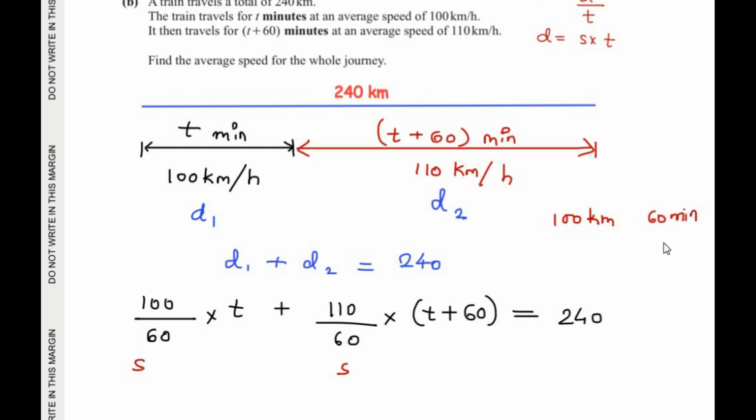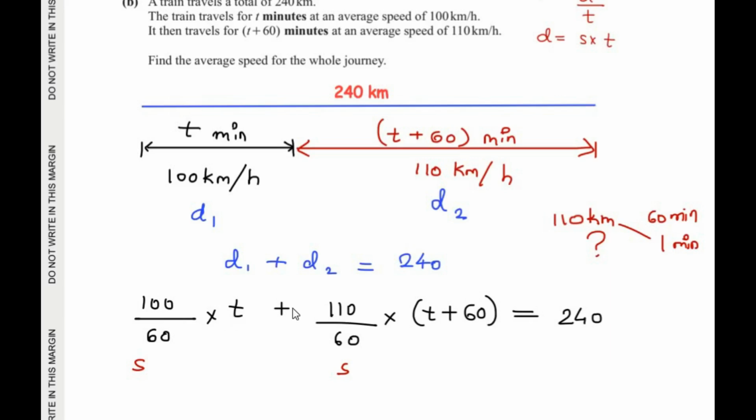Then in 1 minute, how much distance was covered? So it's basically cross multiplication. 100 multiplies with 1, giving us 100, and 60 will divide 100. So we have converted this 100 kilometers per hour to 100 over 60 kilometers per minute. Similarly, for this part of the speed, it's a similar cross multiplication, that is 110 kilometers are covered in 60 minutes. Then in 1 minute, how much distance will be covered? So 110 multiplies with 1, giving us 110, and 60 will divide this number and then multiplied with its time.